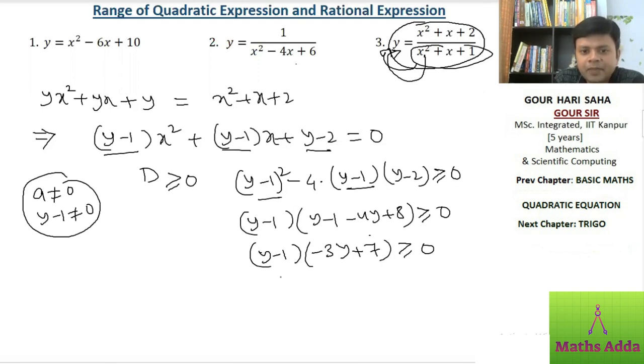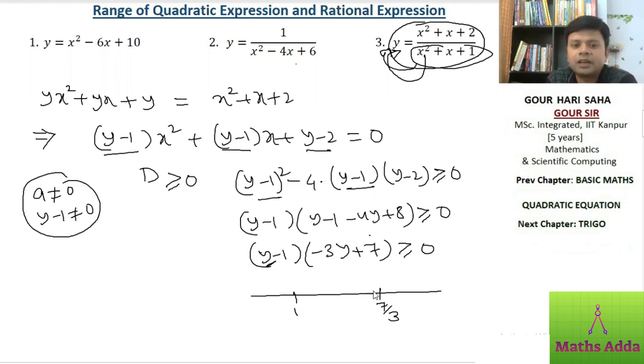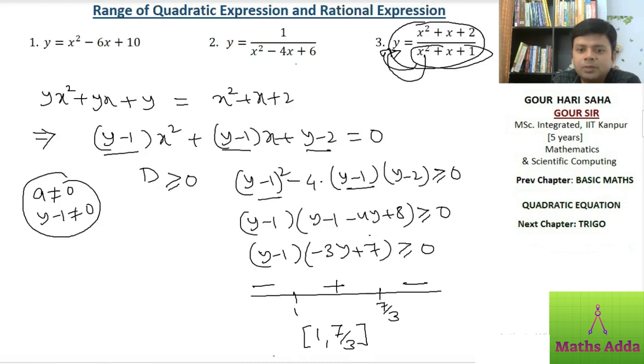So what do you see? You see critical points 1 and 7 by 3. Plot on the number line 1, 7 by 3. Then what is the highest power of y? That is y square. When you multiply this term with this term, that is minus 3y square, right? So minus 3y square, it is negative. So start with negative, positive, negative. We are looking for positive. This means 1 to 7 by 3. It is equal to also, so close it.